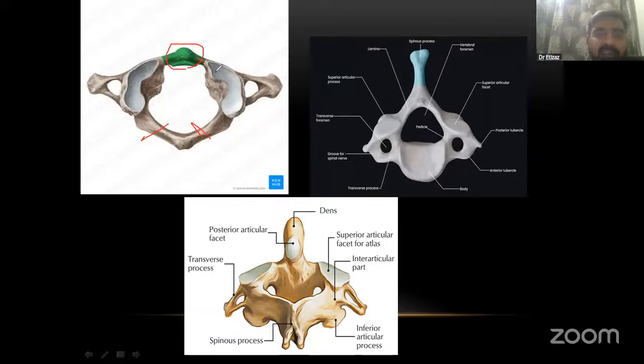When we go laterally, look at here. This whole area is called the lateral mass. This is the lateral mass area, and this is the small transverse process, in which there is a foramen called the transverse foramen, through which the vertebral artery comes out.